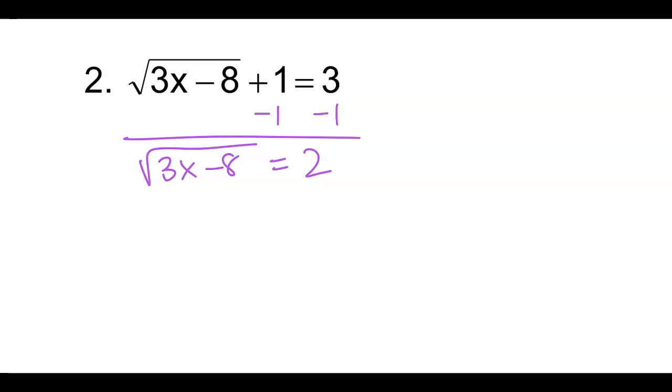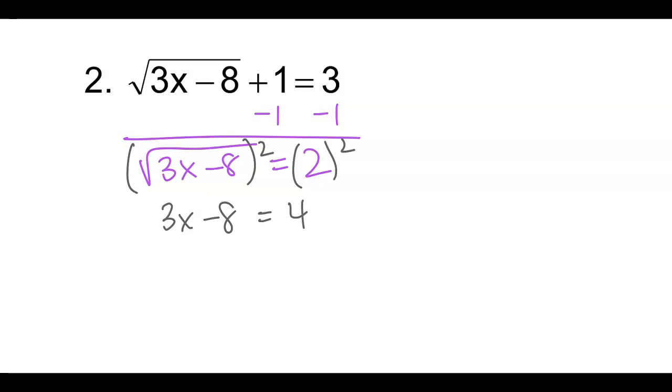Let me just double check really quick. Caitlin, what's the index on this radical? I don't see it. 2. It's an imaginary 2. You don't have to put it, but understand that this is a square root. What's the opposite of square rooting, guys? Squaring. You're just squaring both sides. So we're going to make this 3x minus 8, the square root and the square cancel, and it's going to equal 4.